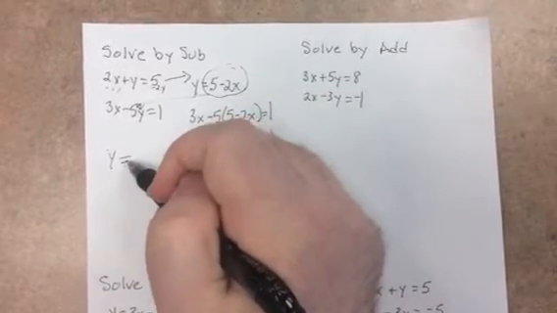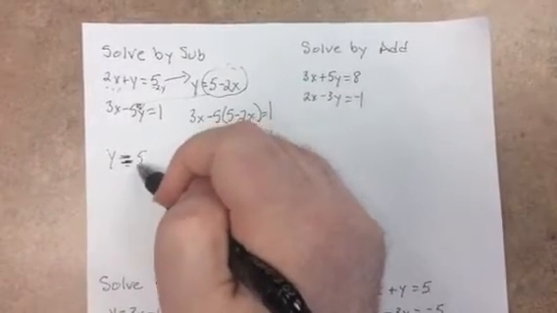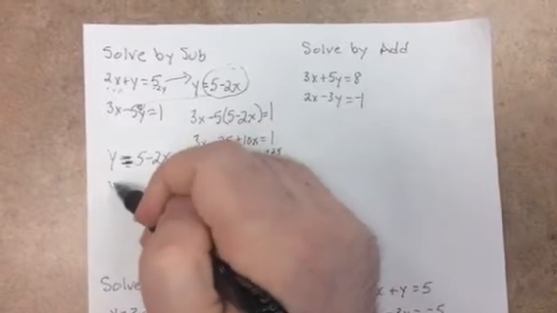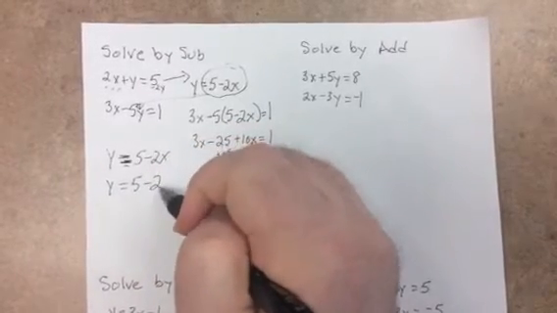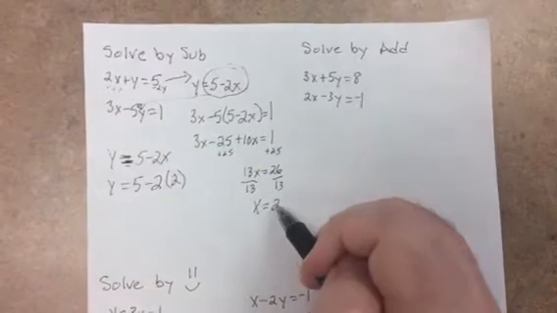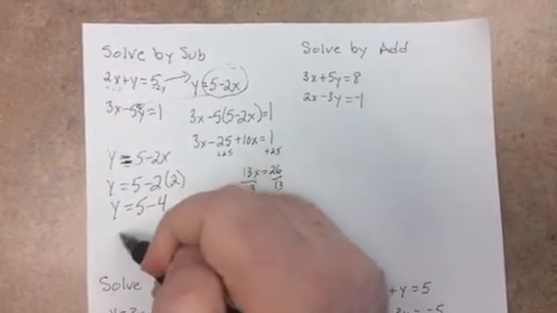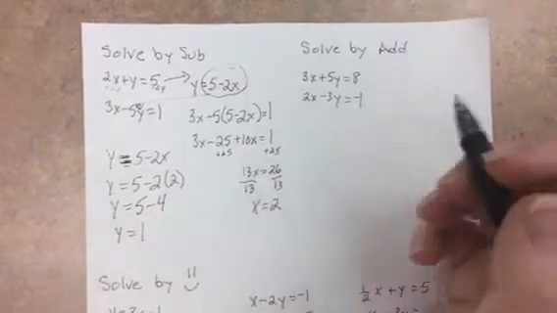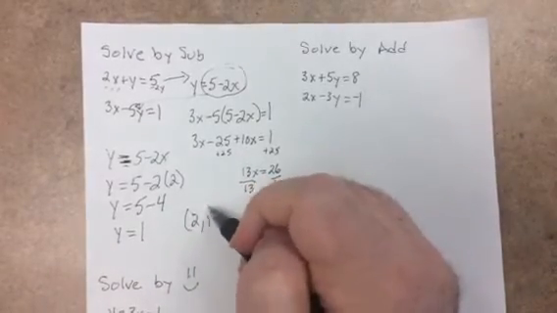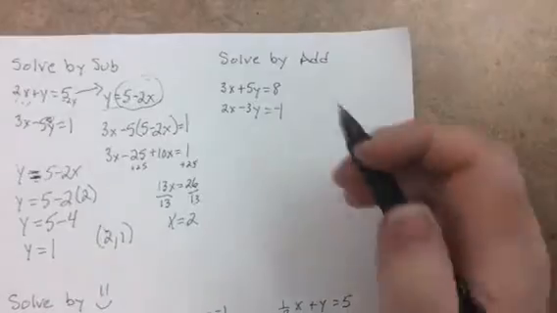So y equals 5 minus 2x. So y equals 5 minus 2 times 2. So y equals 5 minus 4. Now I kept the numbers nice just to make sure you understood what was going on. So our answer is 2, 1. Now, we already did this one.